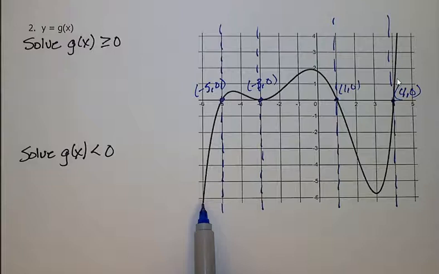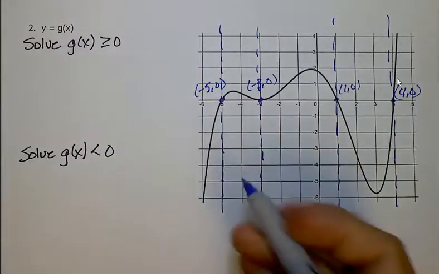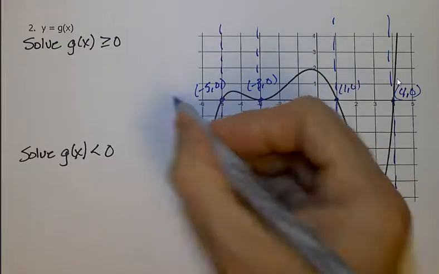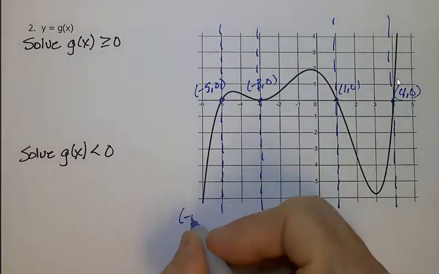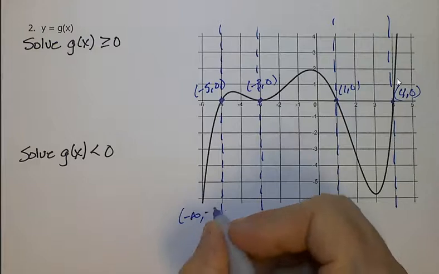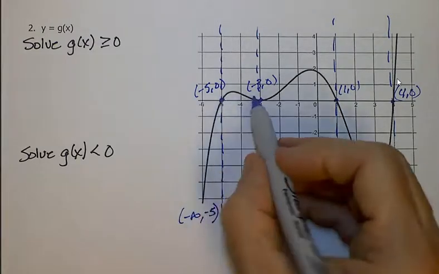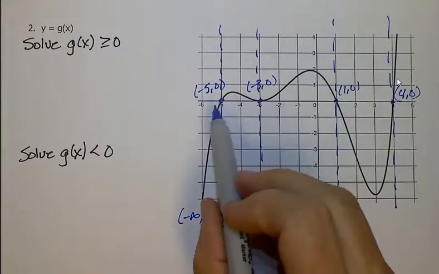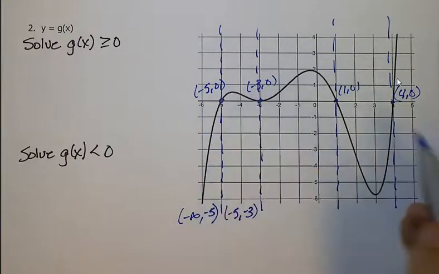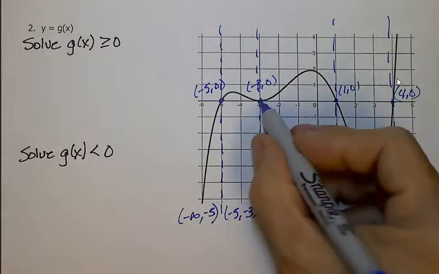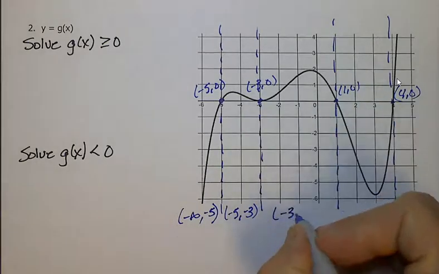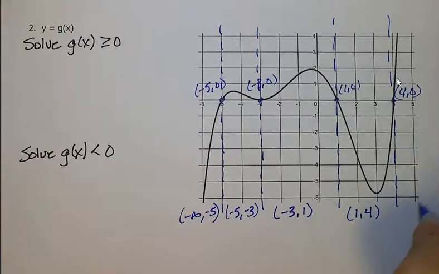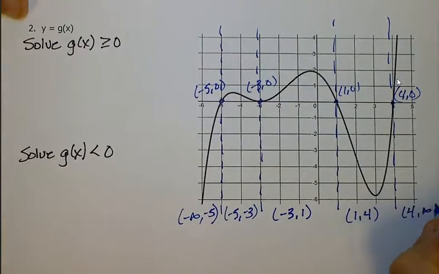I'm going to go through, and for each one I'm going to write the interval that goes with it on the x-axis. But this one is going all the way out to -infinity, so my interval would be -infinity to -5. This one's going between -5 and -3. Remember, when you're doing this, you're just using your x values. This one goes between -3 and +1. This one goes from 1 to 4, and this one goes from 4 to infinity.